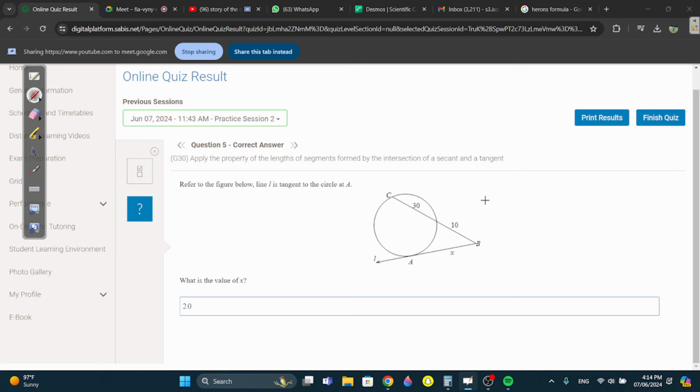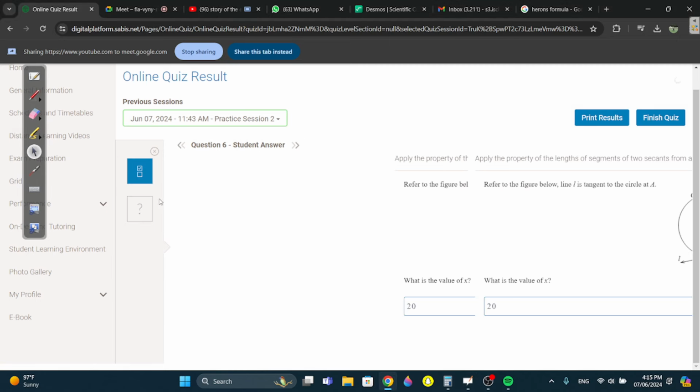Here, always remember tangent squared equals whole times exterior. So x squared equals the whole thing, which is 40, the whole segment, times the exterior, which is 10. So you're going to get x squared equals 400. And obviously x would be 20.